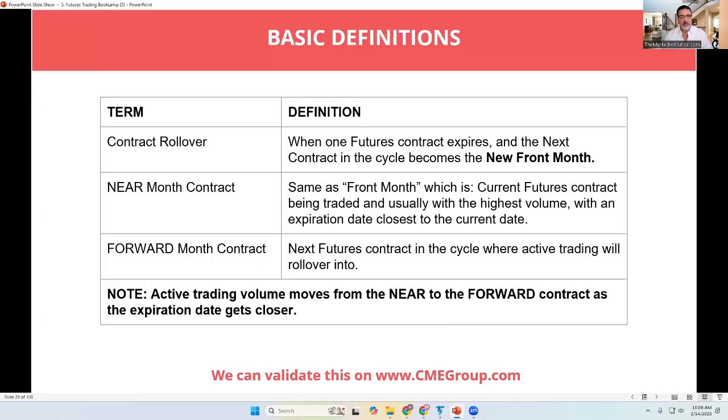The near month contract, also known as the front month, is the current futures contract being traded, usually with the highest volume and with an expiration date closest to the current date. A forward contract, also referred to as a back month contract, is the next futures contract in the cycle where the active trading will roll over into. Active trading volume moves from the near month to the forward as one contract expires and the date gets closer.